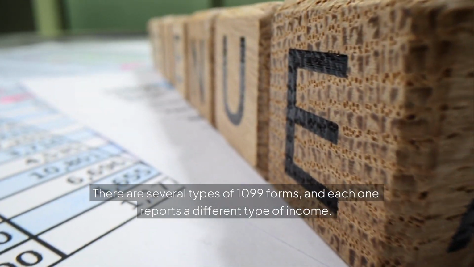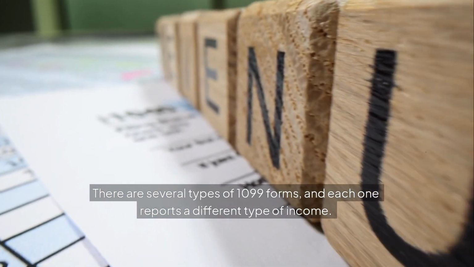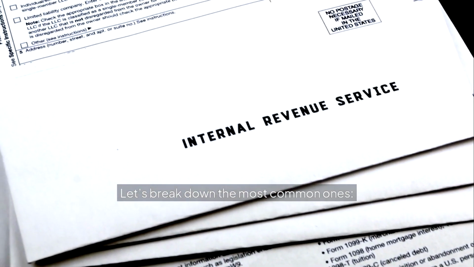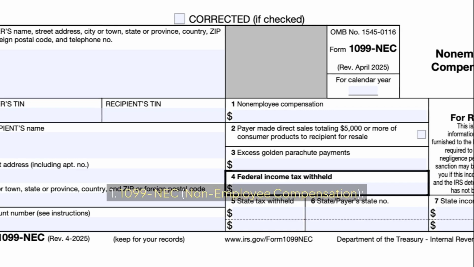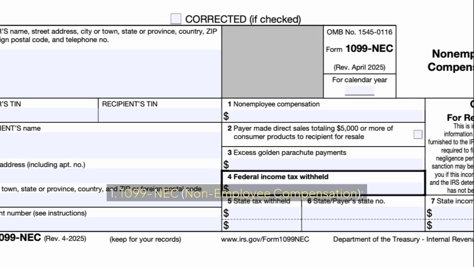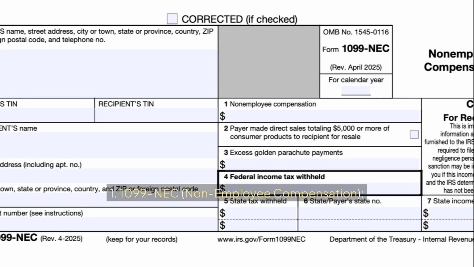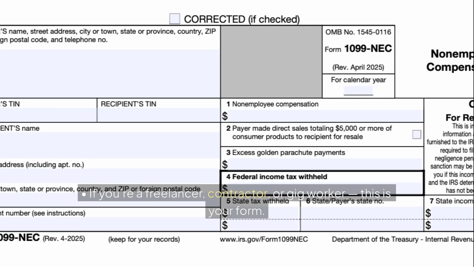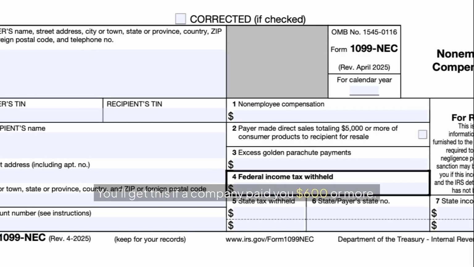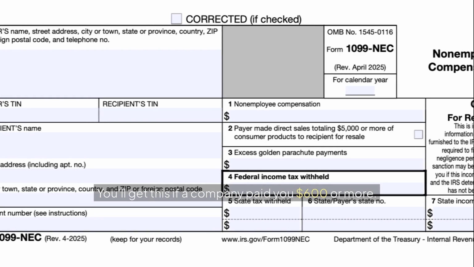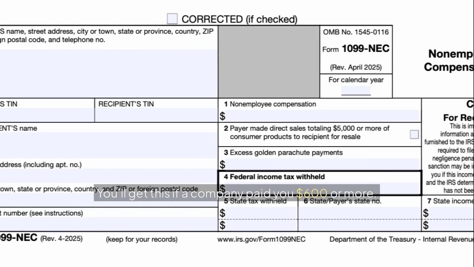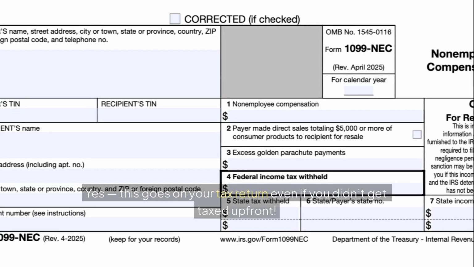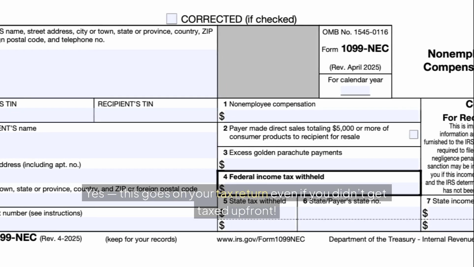There are several types of 1099 forms, and each one reports a different type of income. Let's break down the most common ones. First, 1099-NEC, non-employee compensation. If you're a freelancer, contractor, or gig worker, this is your form. You get this if a company paid you $600 or more. Yes, this goes on your tax return even if you didn't get it taxed upfront.